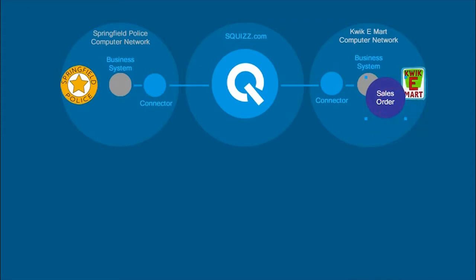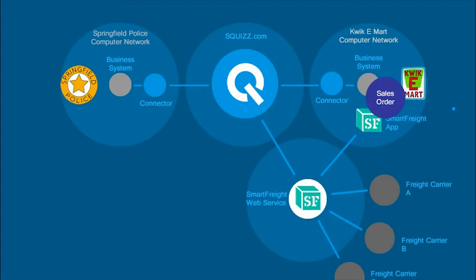So in Squiz.com, we have added an extra dimension to this workflow. We have integrated a freight provider called SmartFreight, which automates a number of processes around getting orders and particularly consignment notes that are generated into the various freight providers that Quickie Mart deals with. So SmartFreight have integrations into freight carriers such as Australia Post, TNT, Star Track, and so on.